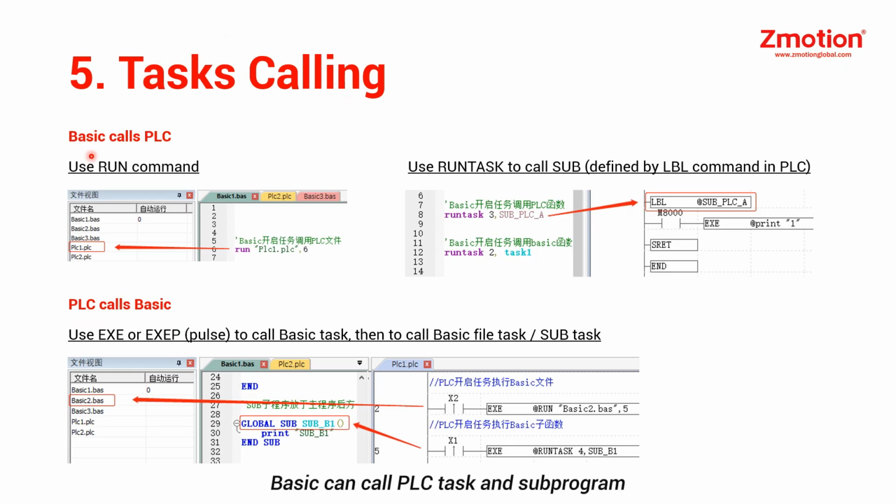It was talked about that cross-file calling is valid. Basic can call PLC task and subprogram. For PLC task, use the run command. For a subprogram defined by the LBL command in PLC, use run task. Also, PLC can call basic task. Use the exe or exep command to call the run or run task command for calling a basic file task or subprogram task.